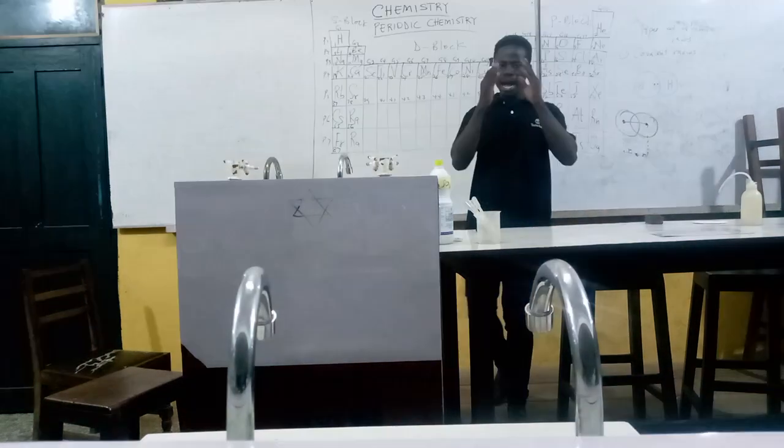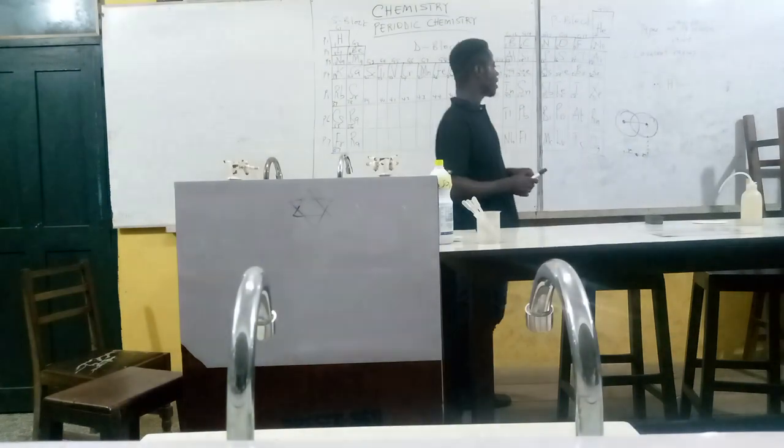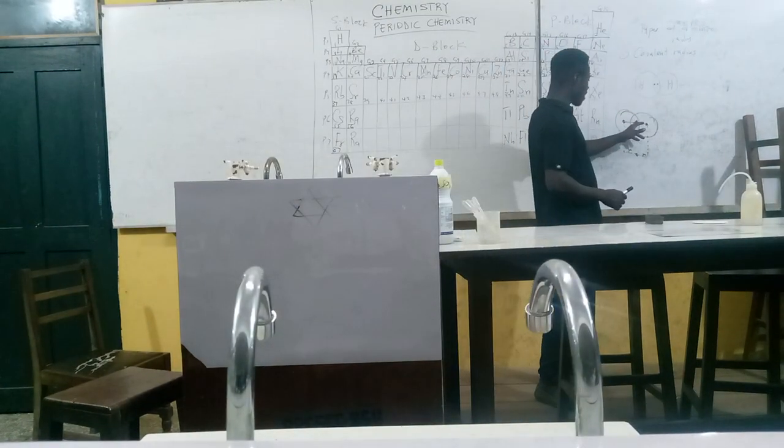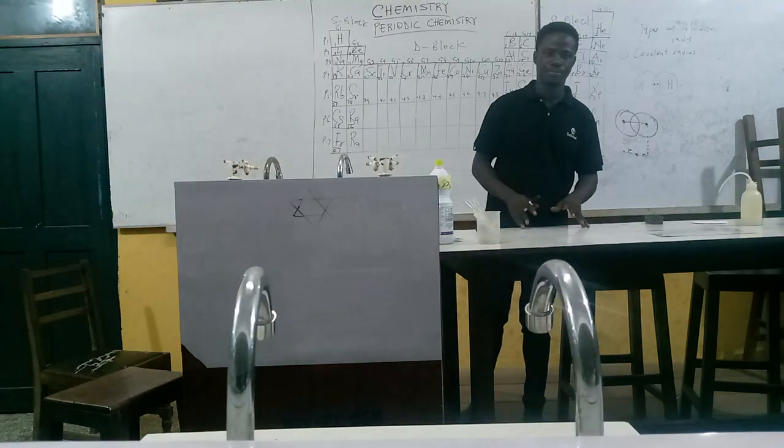So half the distance between the nuclei of two closest atoms in a substance is called atomic radius. Look at this, half the distance. From here to here we have a radius, and from here to here we have another radius. So we have to divide this so that we get a radius. Half the distance between the nuclei, the plural form of nucleus, of two closest atoms in a substance is what we call atomic radii.